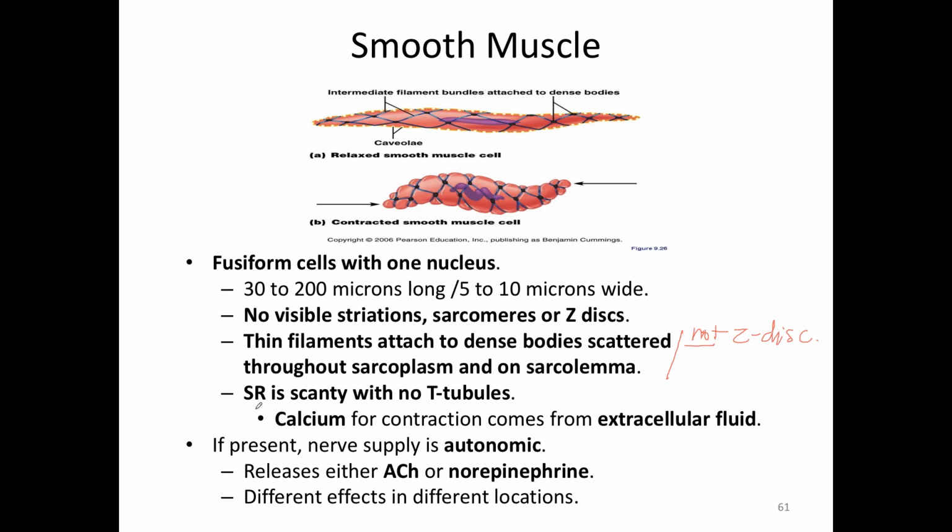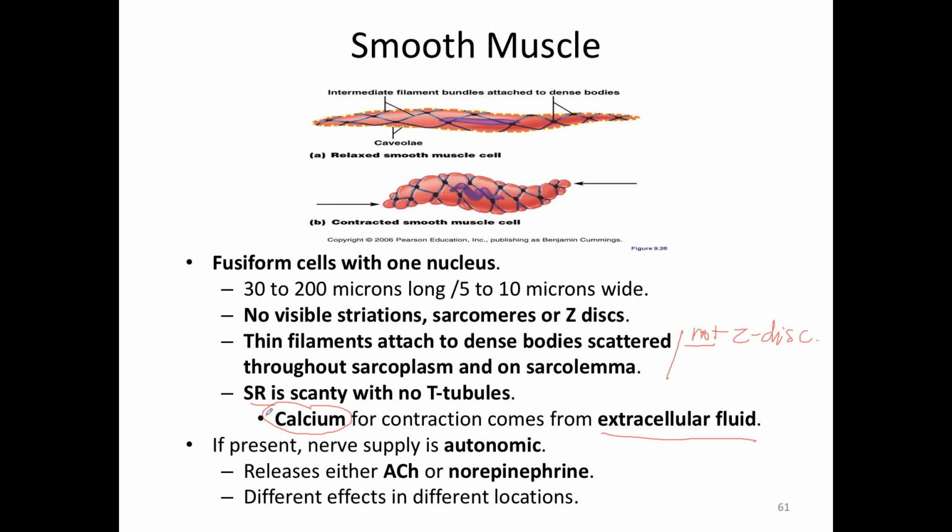The sarcoplasmic reticulum is scanty with no T-tubule, so there are no invaginations of the sarcolemma deep into the cell because there don't need to be. And you don't need a developed sarcoplasmic reticulum because smooth muscle has lots of access to the extracellular fluid. So primarily, the calcium necessary for smooth muscle contraction comes from there. A little bit may come from the sarcoplasmic reticulum, but not much because it's much smaller.